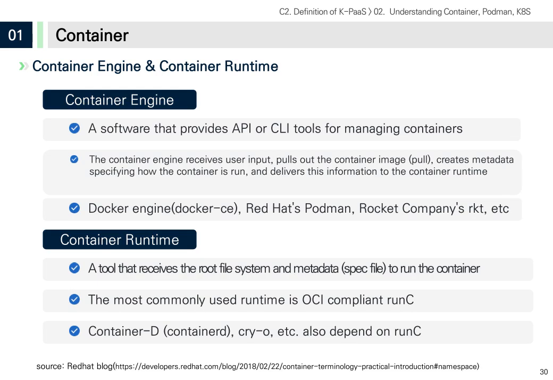Next, we'll discuss container management and execution tools. A container engine is software that provides API or CLI tools for managing containers. Examples of container engines include Docker Engine, Red Hat's Podman, and Rocket Company's Arcade. The container engine takes user input, fetches container images, creates metadata that describes how to run the container, and then passes that information to the container runtime.